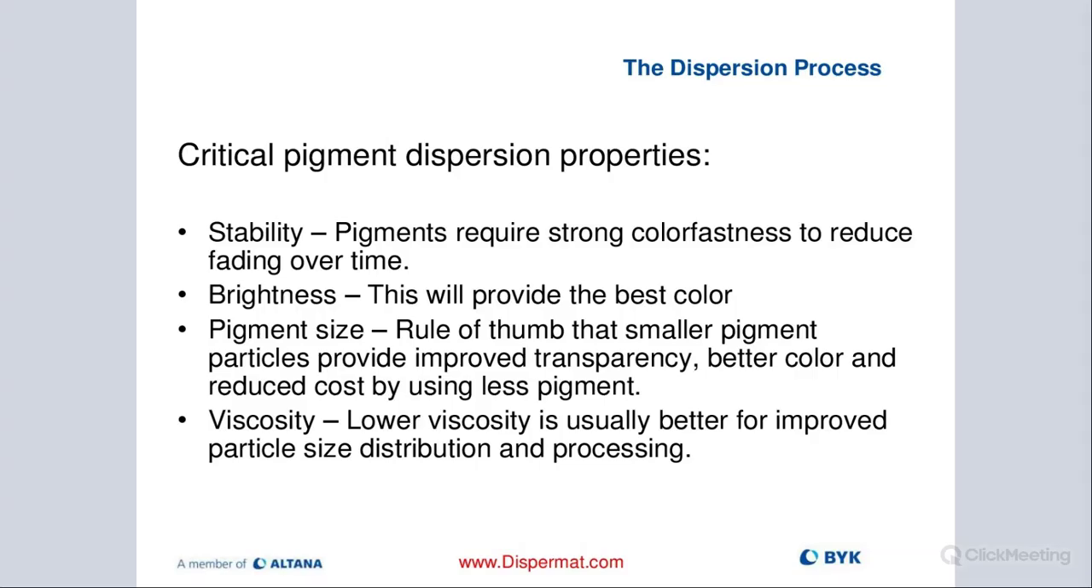So critical there is obviously the stability. Pigments require strong color fastness to reduce fading over time. Brightness, the brighter obviously, the better our color. Pigment size, the smaller the pigment, that will give us a much better looking product. So that'll improve our transparency, color, and then again, cost is a big driver because it allows us to use less pigment because we are creating more surface area. Therefore, we're actually saving money.